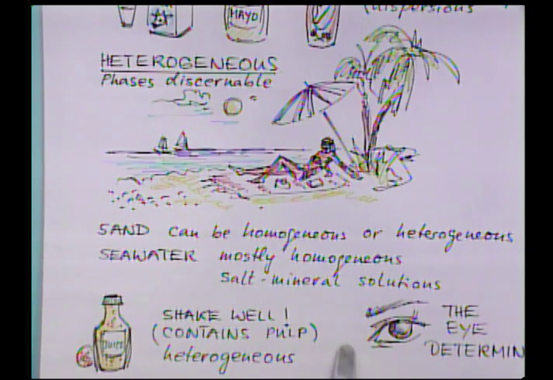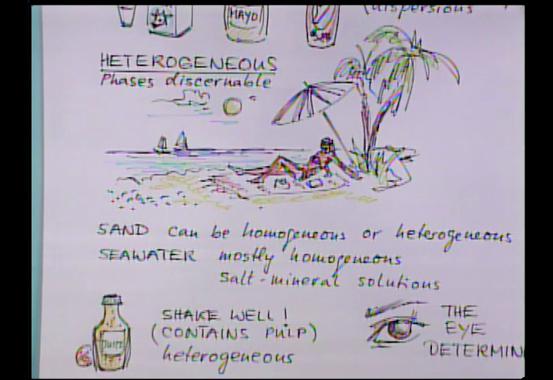So the guideline is actually the naked human eye to distinguish whether something is homogeneous or heterogeneous. Because if you would use a microscope and produce more and more enlargements, then of course eventually you will see some phase differences.